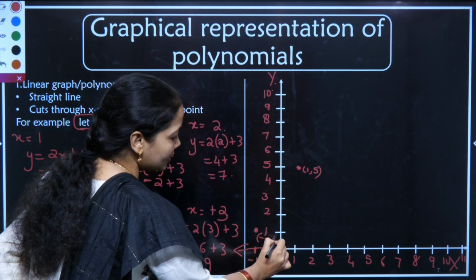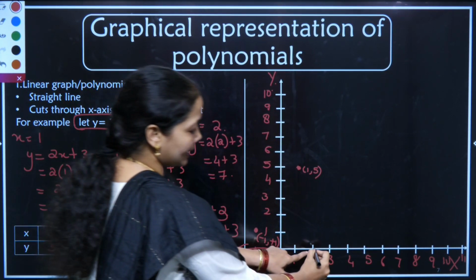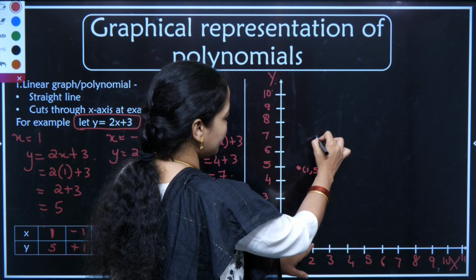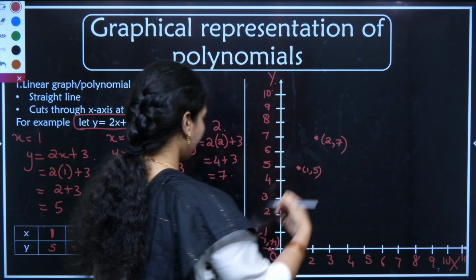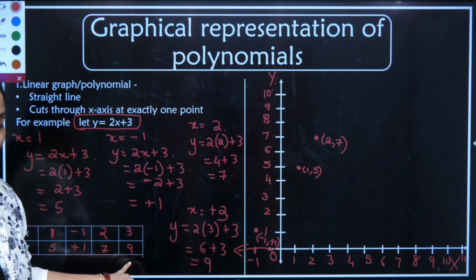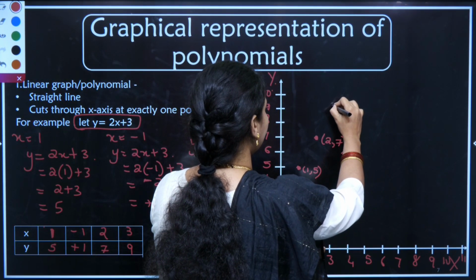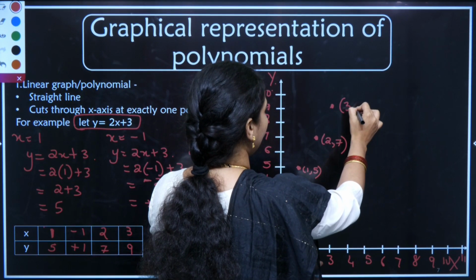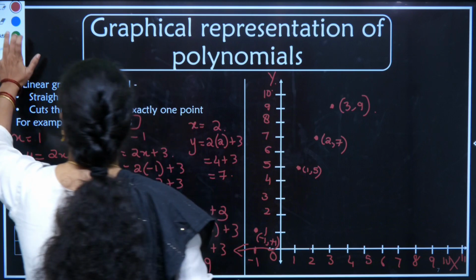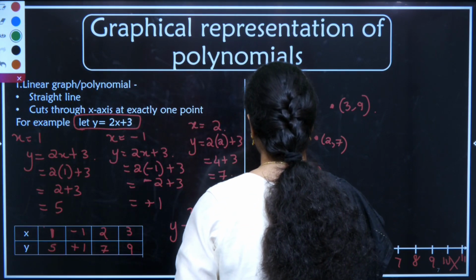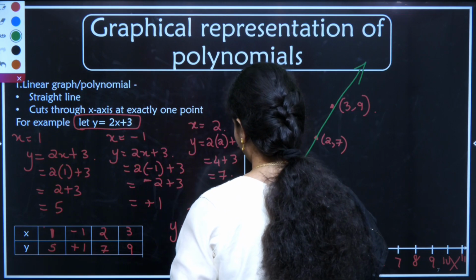Negative 1, positive 1. Third point, 2, 7. 2 on the x-axis and 7 on the y-axis is turning this end, 2, 7. Fourth point, 3, 9. So 3 on the x-axis and 9 on the y-axis turning here. So this is 3, 9. And when we are just joining these, I can make out this will be an exact straight line.